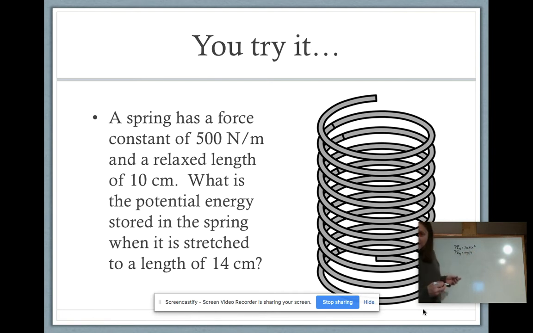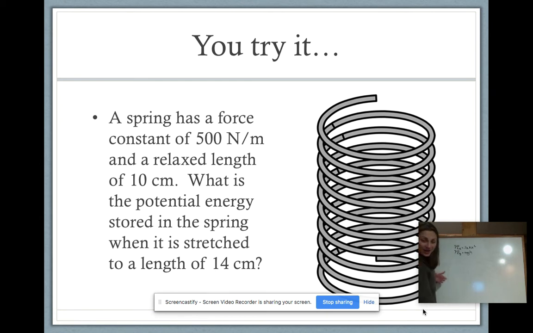All right, so looking at this first problem, we have a spring that has a force constant, or a spring constant, of 500 newtons per meter and a relaxed length of 10 centimeters. I want to know what is the potential energy stored in the spring when it's reached a stretched length of 14 centimeters. So in order to do this, I want you guys to try it on your own. Think about what is the value for K, the spring constant, and then remember that X represents how far the spring has been stretched or compressed from equilibrium. So go ahead and try it out.